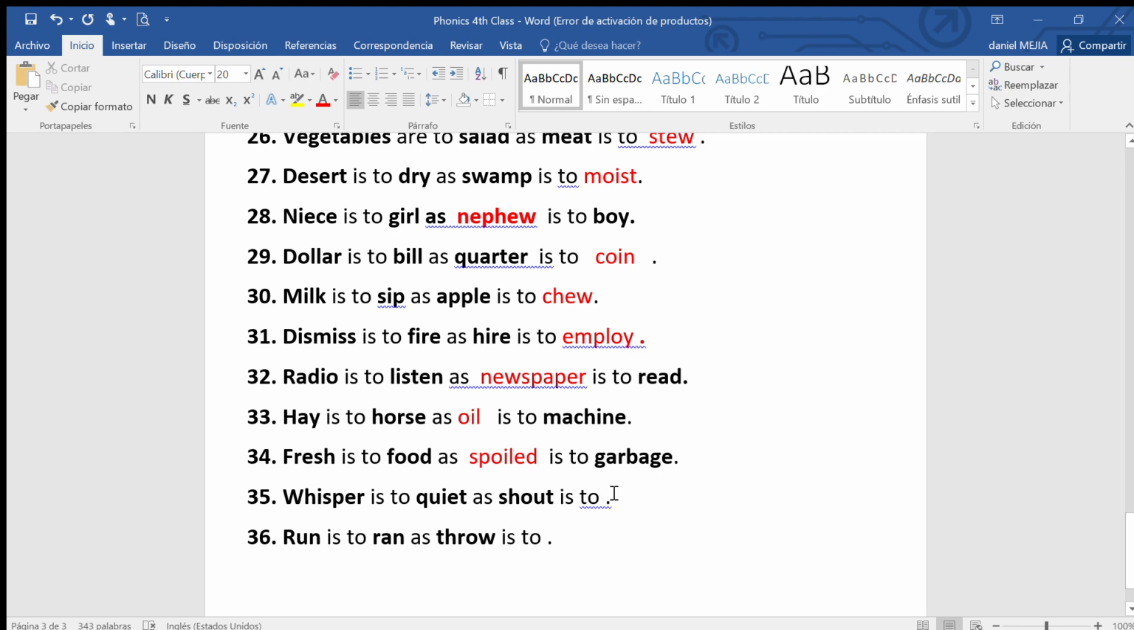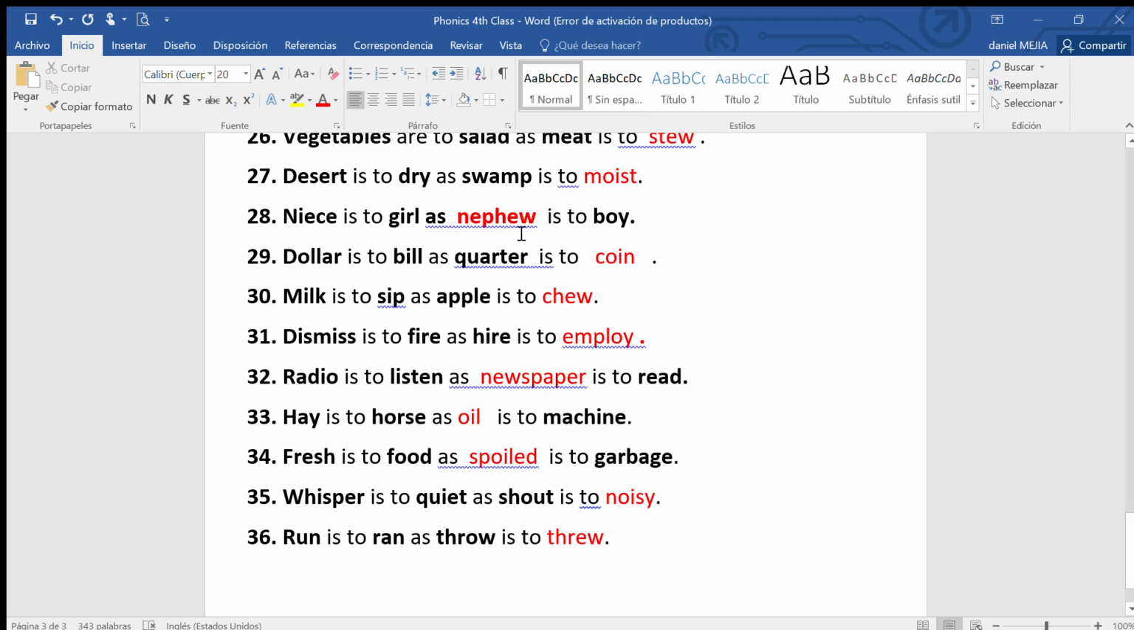Almost finishing, okay? And number 35. Whisper is to quiet, as shout is to noisy. Run is to ran, as throw is to... What is the past of throw? Threw, okay? And we are going to do the rest alone, okay?